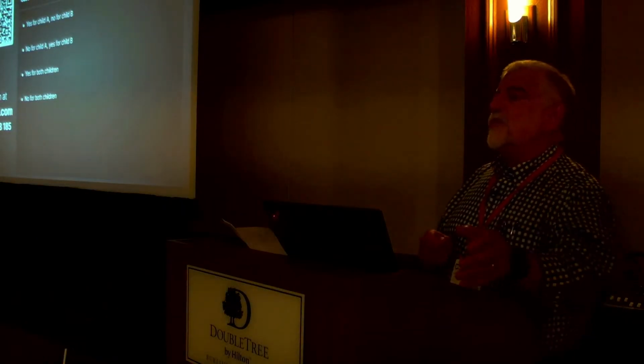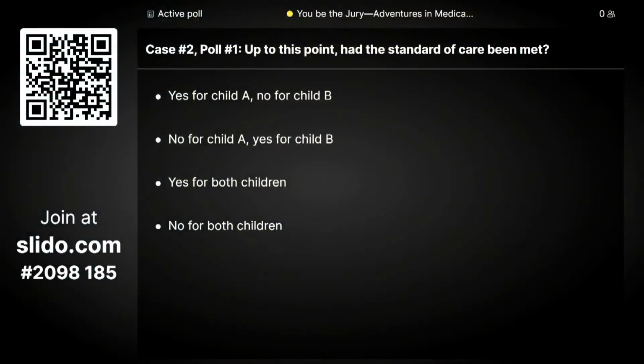And so for the first poll on this case, up to this point, had the standard of care been met? It's yes for child A, no for B, no for child A, yes for child B, and yes for both children or no for both children. And again, the differentiation has to do with the wording in the documentation.